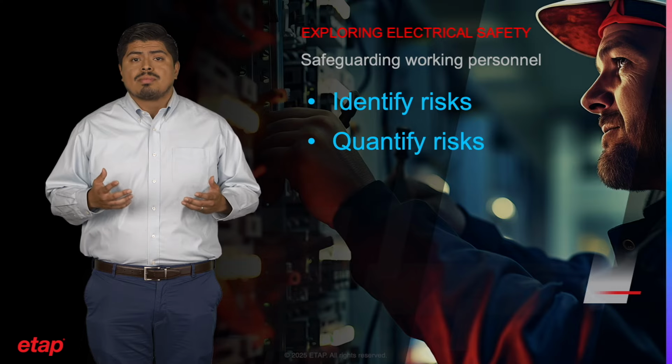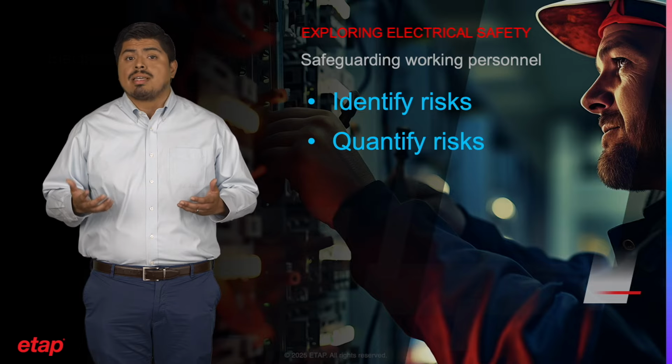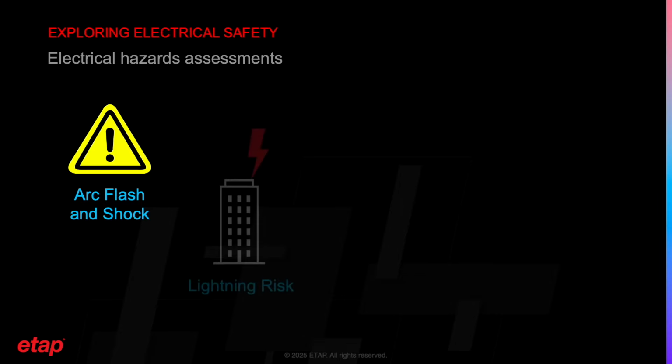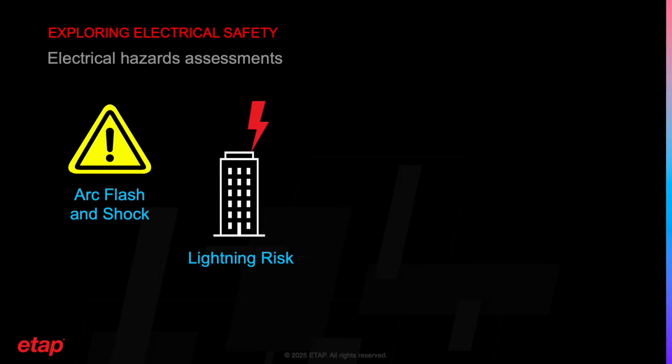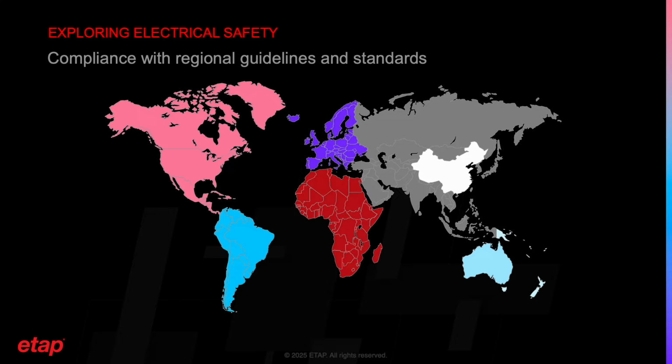Electrical workers can be exposed to various hazards, so it's essential to not only identify but also quantify these risks to ensure their safety. With ETAP, you can assess electrical hazards such as shock, arc flash, lightning risk, underground cable magnetic field exposures. Identifying the relevant standards and guidelines for the analysis can be a challenging task. ETAP streamlines this process by ensuring compliance with various electrical safety guidelines and standards.